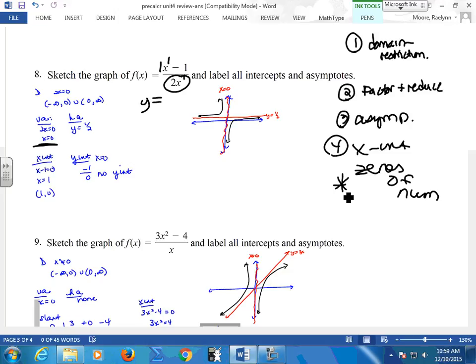My y-intercept, set x equal to 0. Go back and take out the x and show me algebraically. 0 minus 1 over 2 times 0. Whoop, I can't divide by 0. So it's undefined. So I have no y-intercept. And clearly, why don't I have a y-intercept for this? Because it can't touch the y-axis, right? Because isn't that where my asymptote is? At x equals 0. So I clearly cannot have a y-intercept.